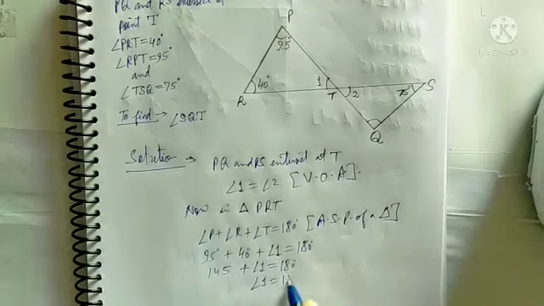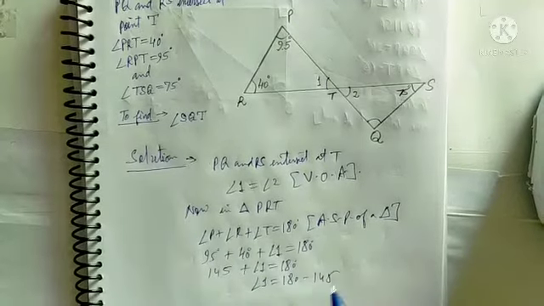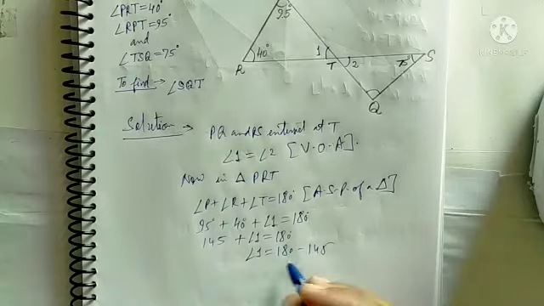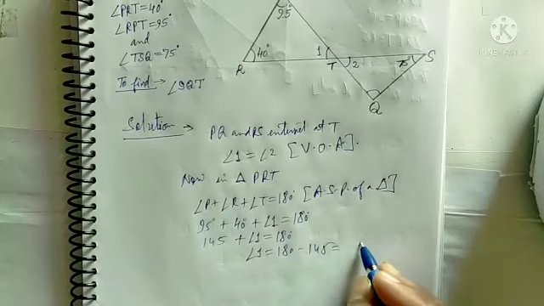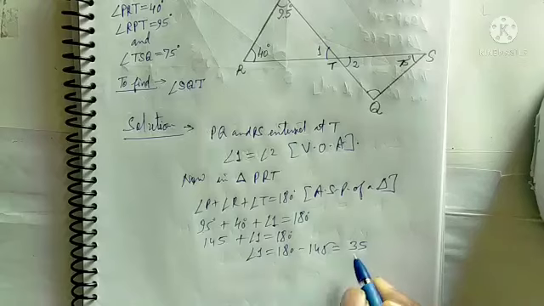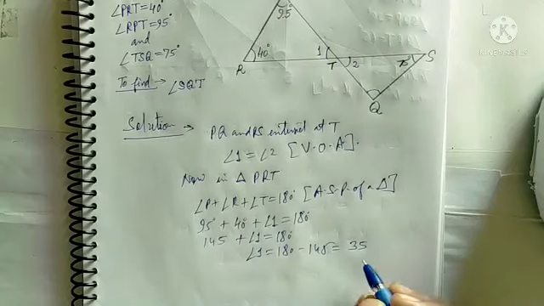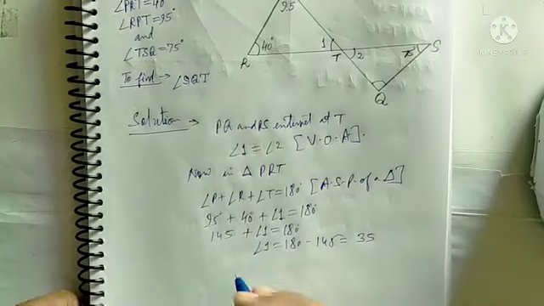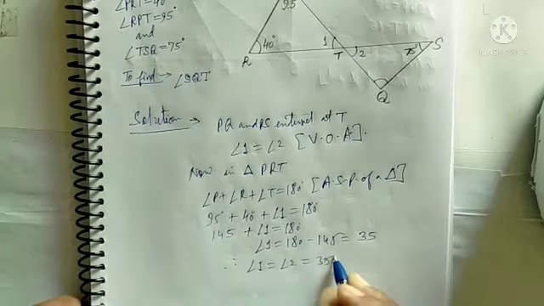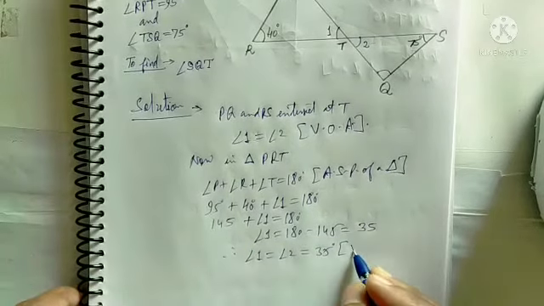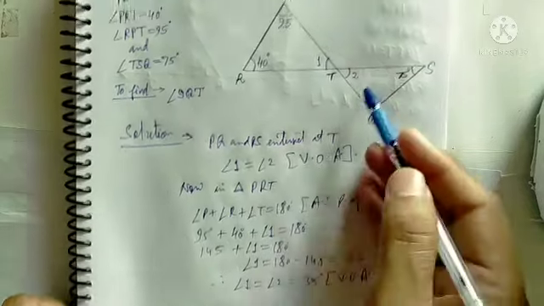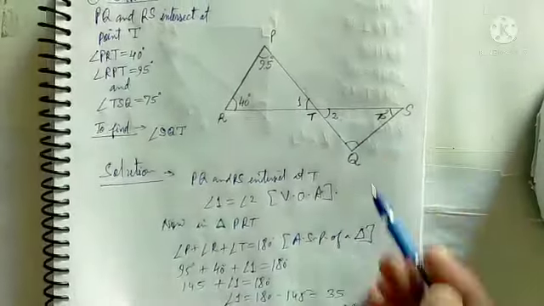Therefore angle 1 is equal to 180 minus 145. If you subtract 145 from 180, then what will come here? 35 degree only. It means angle 1 is 35, then angle 2 also. Therefore angle 1 is equal to angle 2 is equal to 35 degree. The reason is vertically opposite angles. Angle 2 means you got this 35 degree.